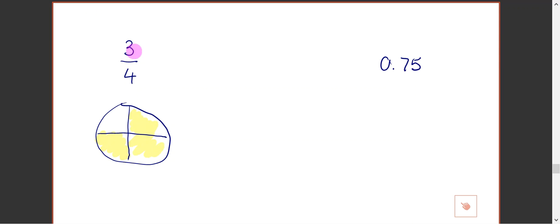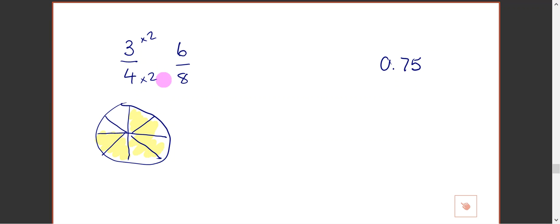Go on, say again. 6 over 8. Why is it 6 out of 8? Well, if I split each piece further, I've still got exactly the same amount of cake, but I've got what looks like a different fraction. How did you do that? Times the top and the bottom by 2.